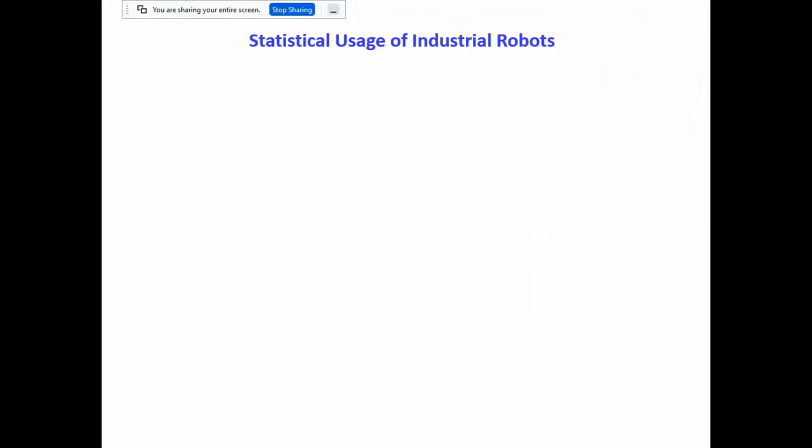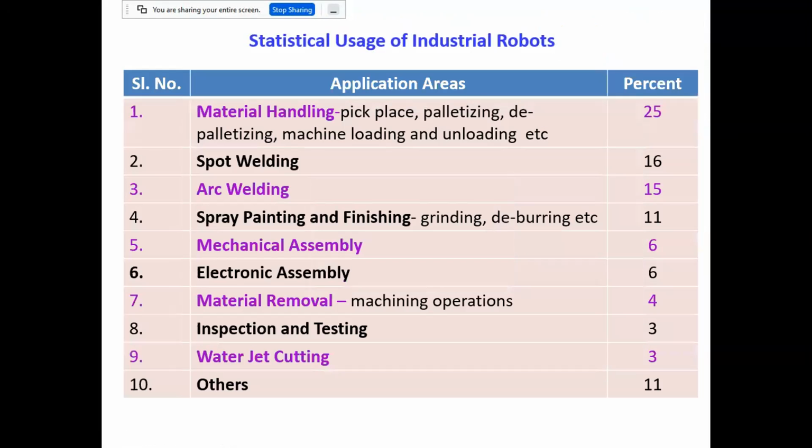If you see, friends, the statistical use of these industrial robots, you see here. This is the statistics. See here, the whole robotic family used for material handling is 25%. Either it may be pick and place, palletizing, depalletizing, machine loading and unloading, anything. 25%. Then spot welding and arc welding are the second and third categories. Spray painting and finishing is the next category.